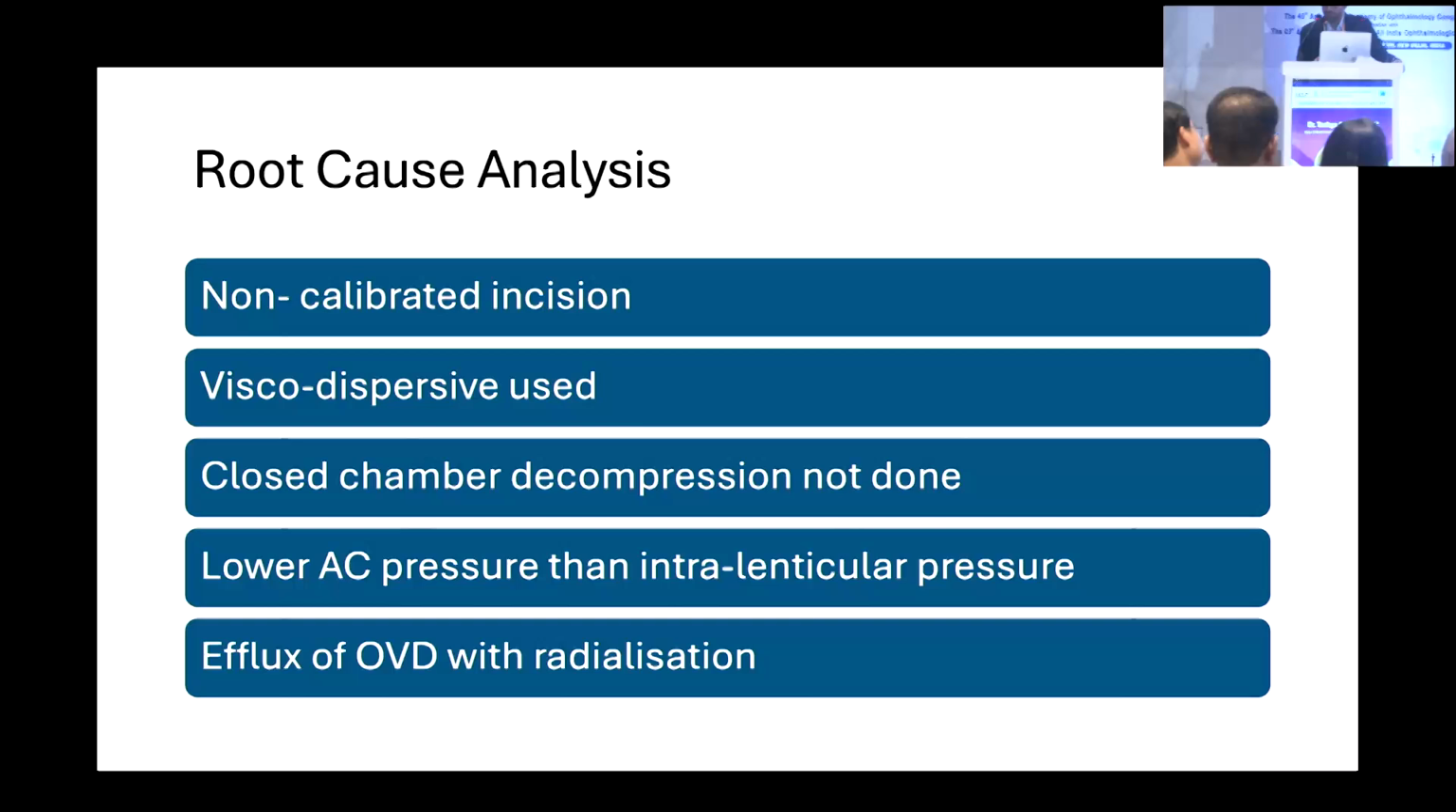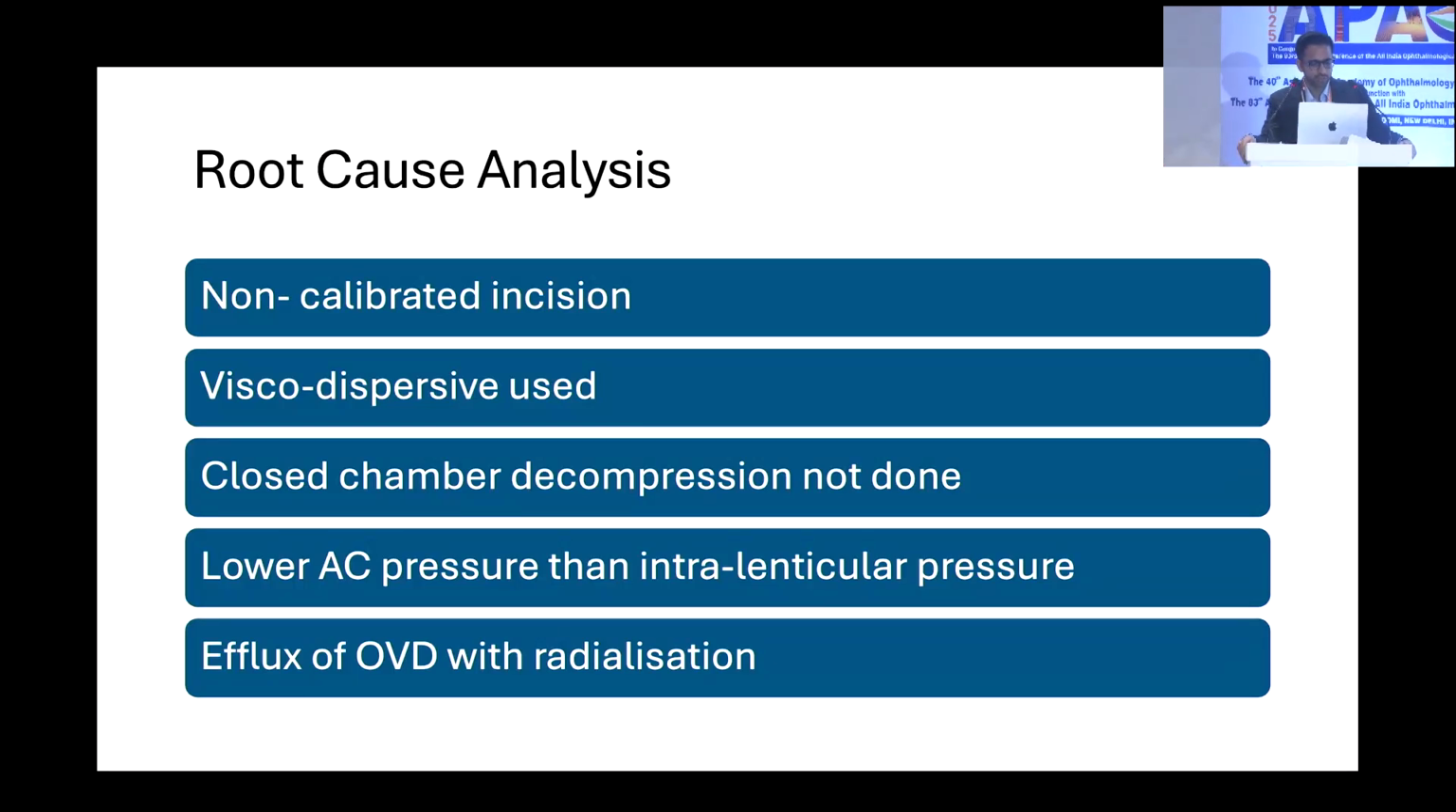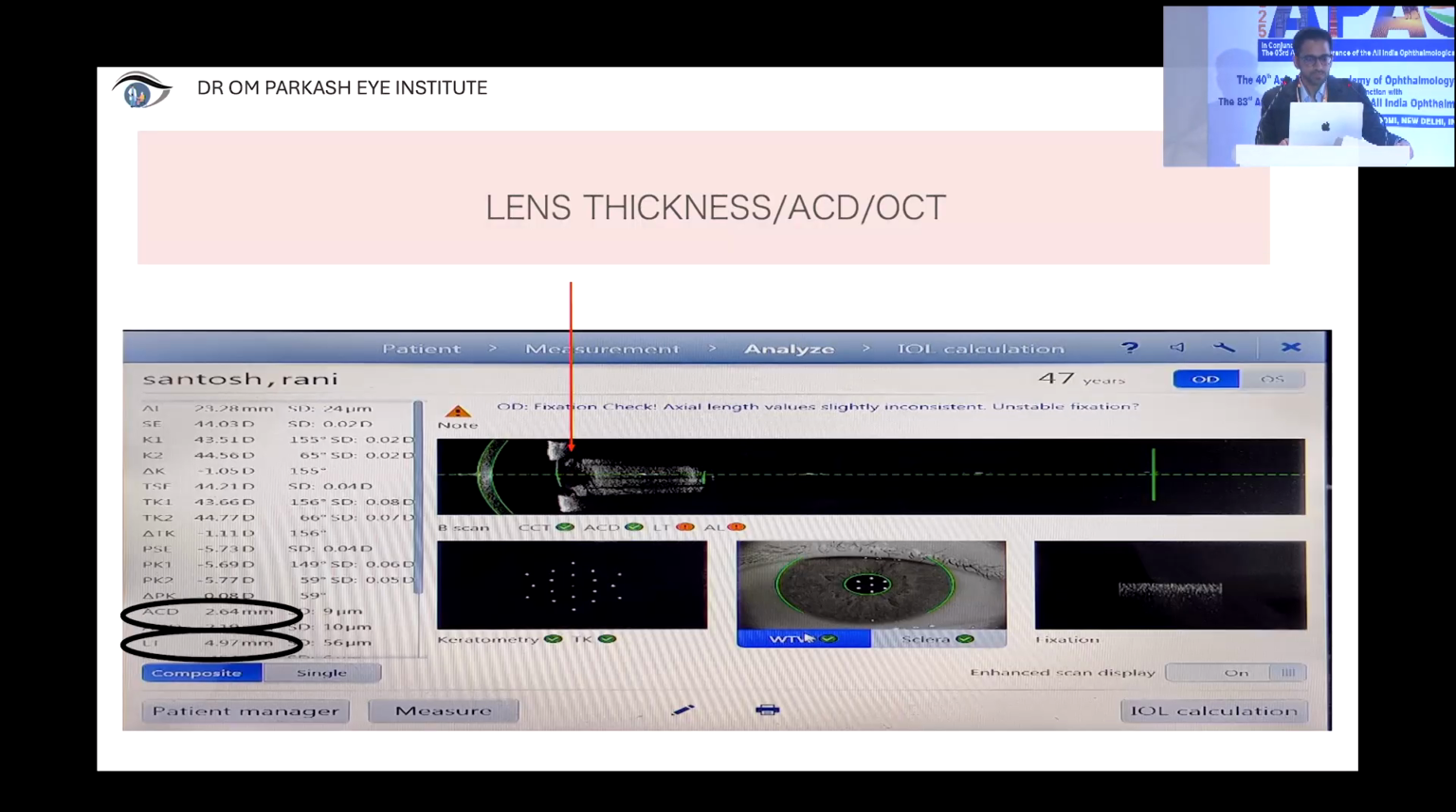So this was a very old video with a very low ACD. As rightly Dr. Gaurav mentioned, it was a non-calibrated incision. I had used a viscodispersive, and I didn't do a closed chamber decompression. Ideally, the AC pressure should be more than the intralenticular pressure whenever you are dealing with these cases. In this case, it was lower, so there was an efflux of OVD with the radialization. So how do we prevent it?